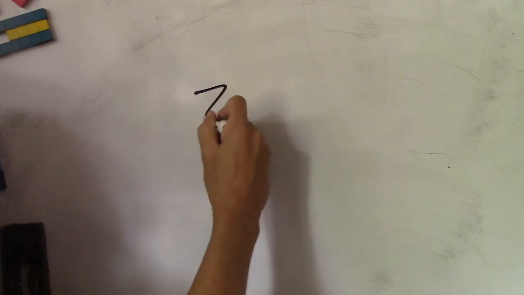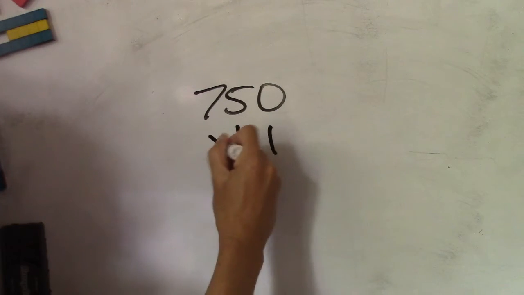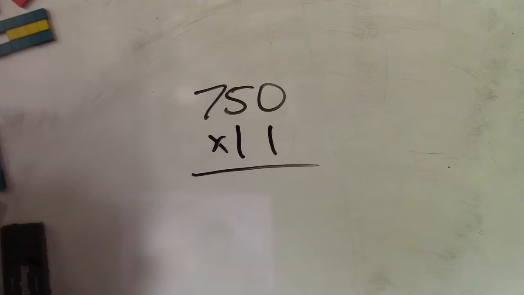A 7 and a 5. Ooh, let's make that. This will be a fun one. It'll be easy too. 750. Go. Yeah, nice big number. And then roll another one. 7, 5, 0. Mm-hmm. 11. You want to do it 11 times? That's actually too easy, but all right, we'll do it. Okay, I want you to draw a picture of it.